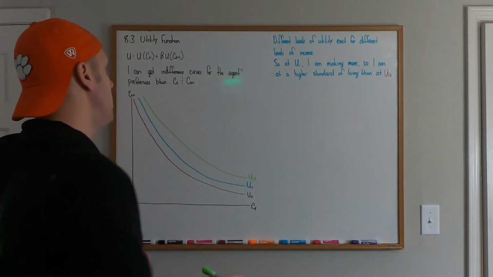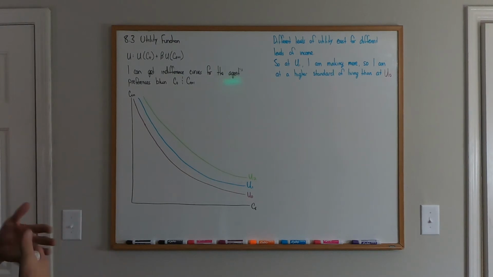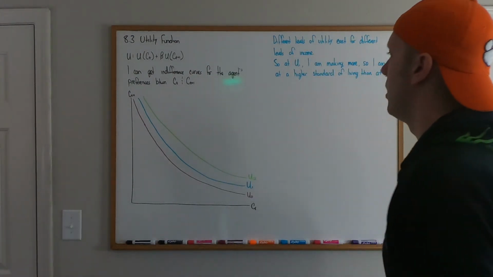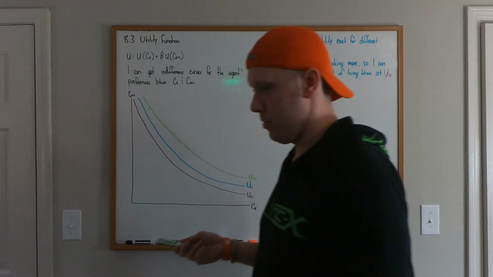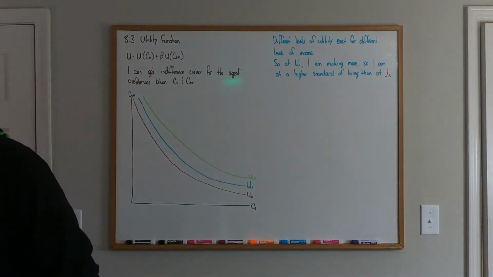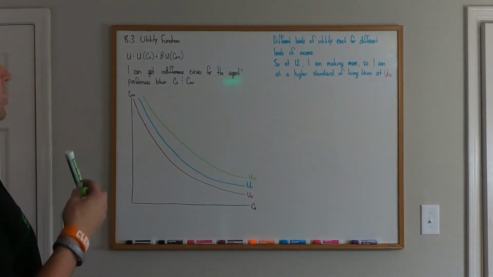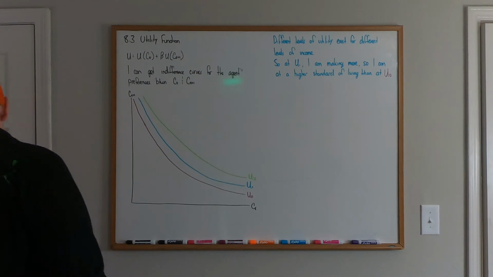So at U2, I have a higher income than I do at U1, which is a higher income than what I have at U0. Right, so we would like to be at as high as possible a level of utility. But what's constraining this level of utility is our income, our budget constraint. The budget constraint is going to be determining which of these levels of utility I am at.